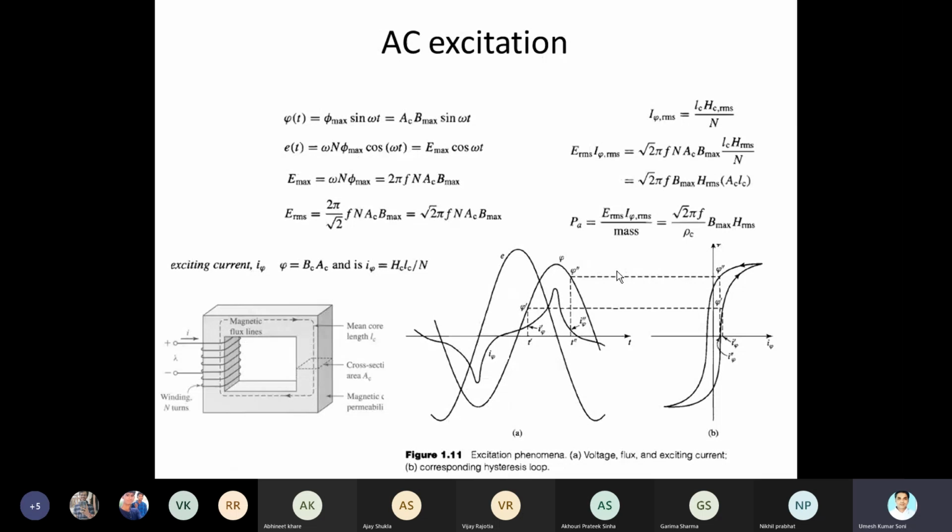Now you come to the AC excitation. We were just talking about the DC excitation and only the first quadrant of the hysteresis loop was being covered.